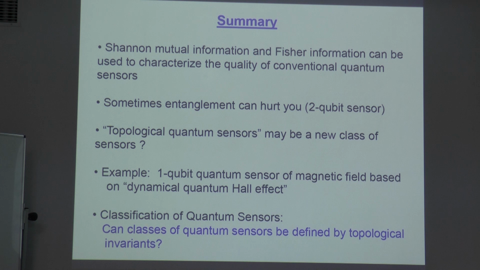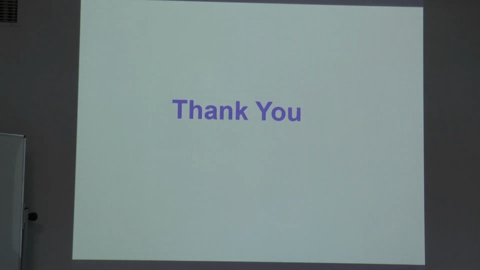And I gave an example of a quantum sensor based on the real part and also on the imaginary part of the quantum geometric tensor. And it might be possible in some way to classify quantum sensors, maybe defined by physical invariants. For example, two different Hamiltonians might have similar invariants, and you would say they're kind of the same in the sense of how good they are as a quantum sensor. So that's all I have.